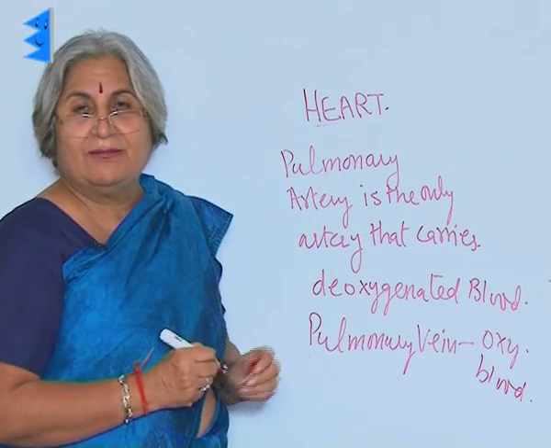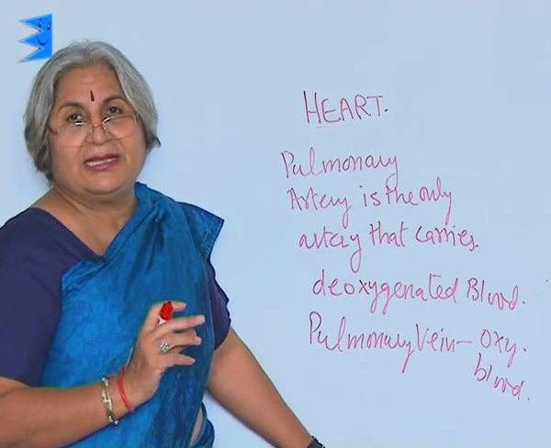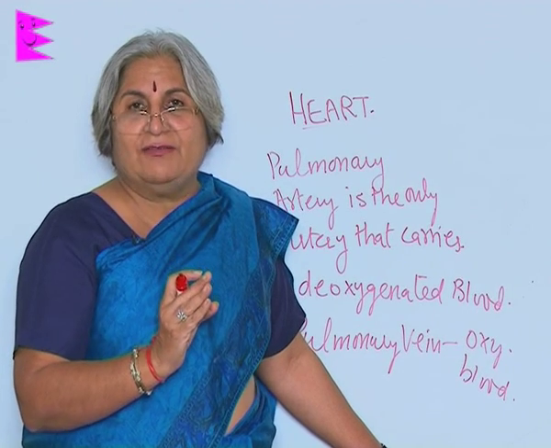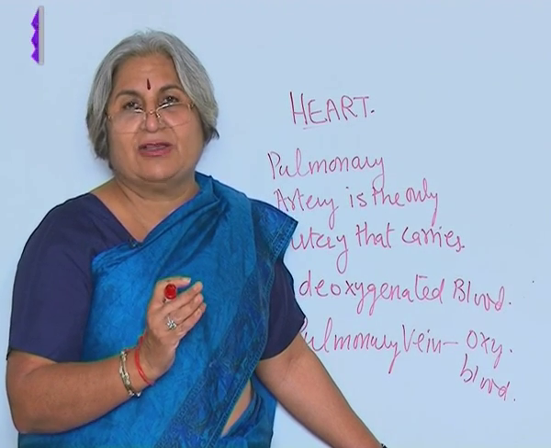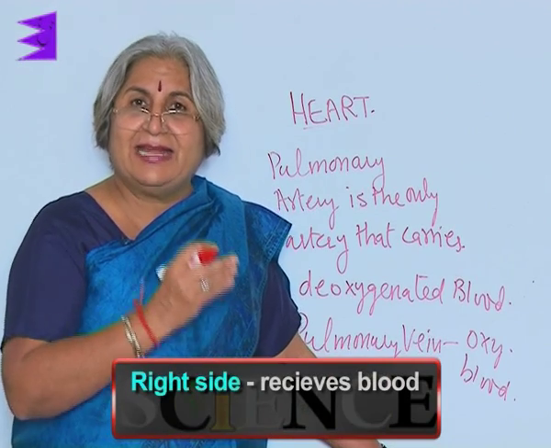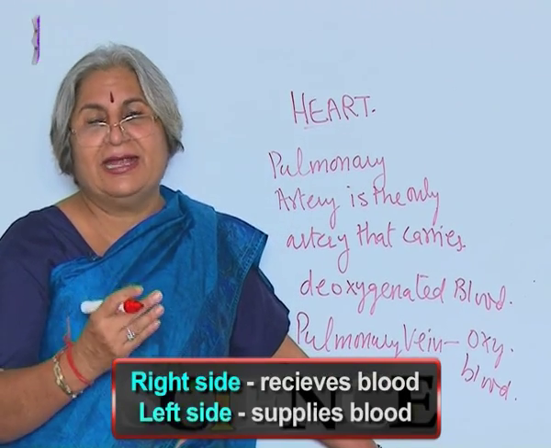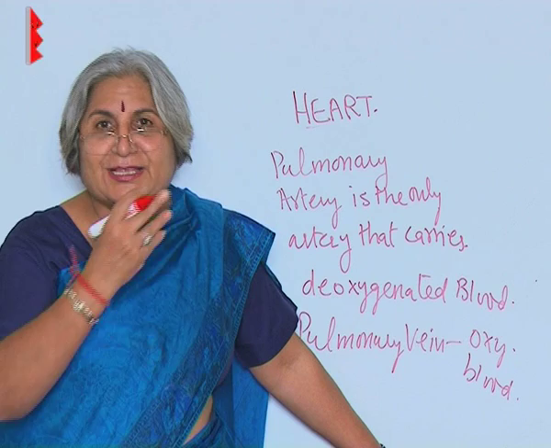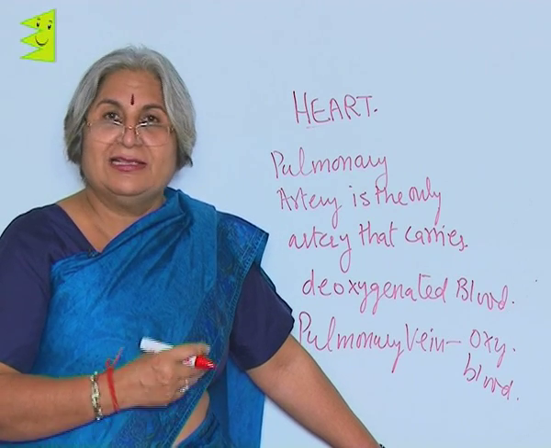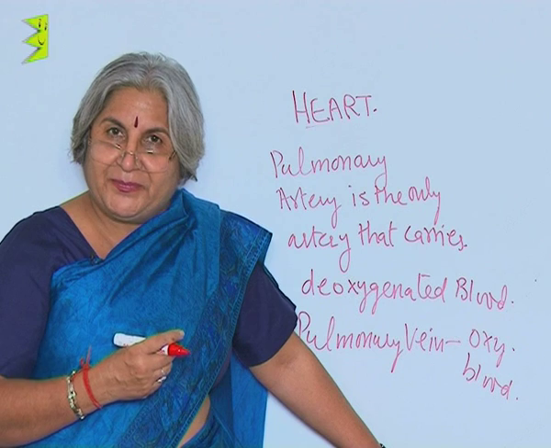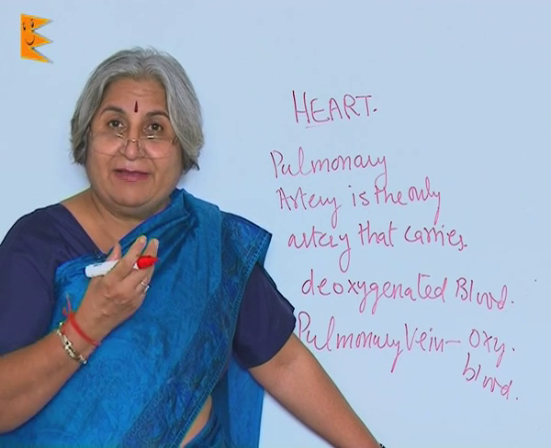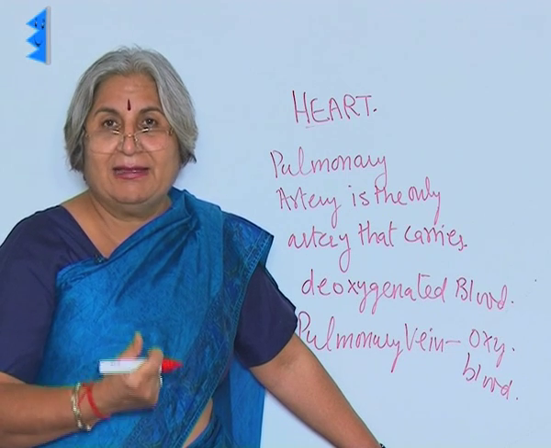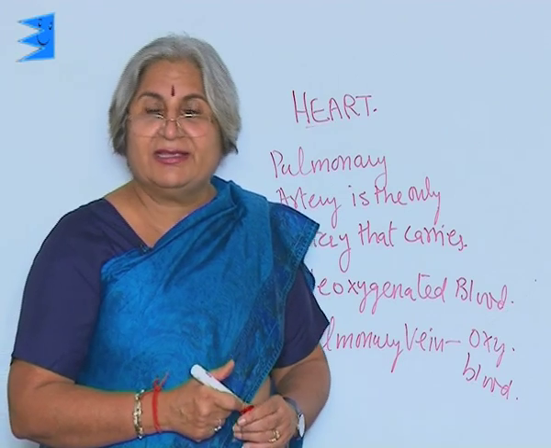So, from the lungs, pulmonary vein brings oxygenated blood to the left atrium. So, oxygenated blood is always on the left side and deoxygenated is on the right side. Right side receives blood and the left side supplies blood to all parts of the body. This is the story of your heart, and not generally the way we use the word heart, right. So, heart is very important because it pumps blood, and only because of that energy is released and life is sustained.